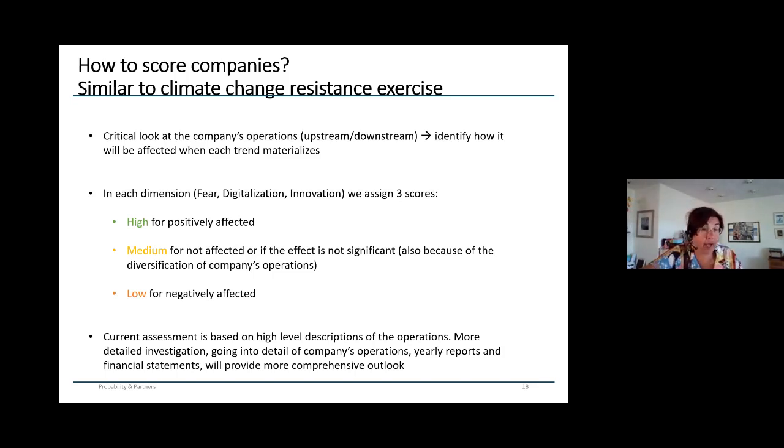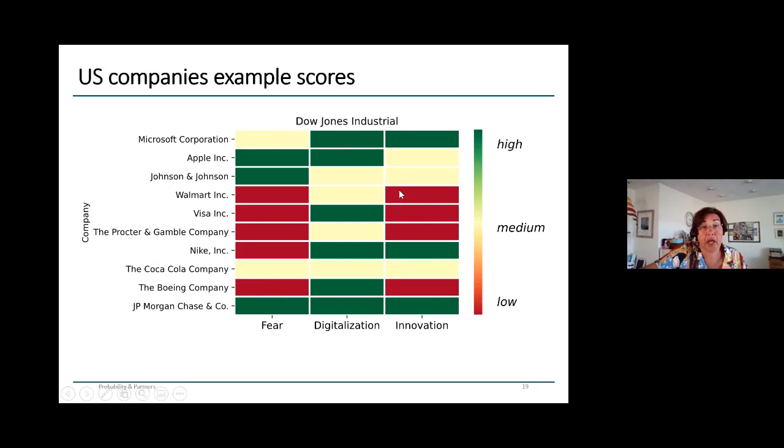system, whereby we say high means positively affected, medium, not affected, or maybe affected in a positive way upstream and negatively downstream, which kind of cancels each other out, or low, which means it will be negatively assessed. So I'm going to show you some examples, and this current assessment is based on a rather high level description, but of course investment analysts would perform a more detailed investigation, go into detail of company operations in the yearly reports, financial statements, and provide perhaps a more comprehensive outlook. So let me give you a few examples.